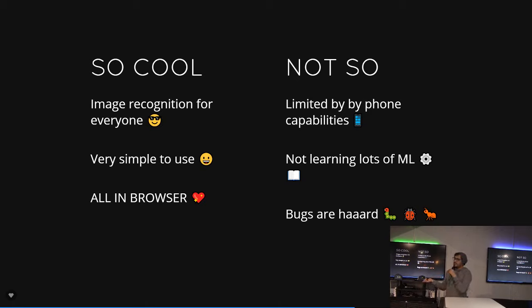It's good. It's, again, all in browser. If you cut the internet, this thing continues to try and guess. Also, it's limited by phone capabilities. And this is not a lot of machine learning. This is a lot of leveraging libraries to do something that machine learning has provided, which is the model at this point. And bugs are hard because I didn't really know the P5 framework as well as I thought I did.